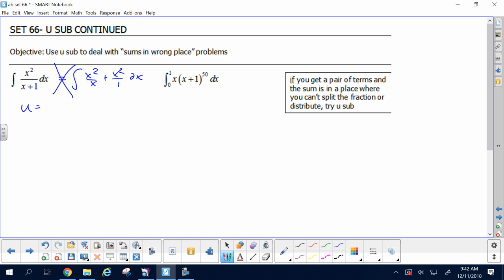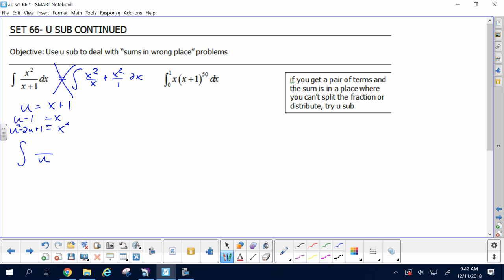Let u equal, what should we let u equal? What do you reckon? x plus 1. Now, that'll be great because then, instead of a sum in the denominator, we'll have a single term, and that's good. And we then need to figure out all the other dominoes that fall because of that. x squared, well, let's start by saying x is u minus 1, okay? So what's x squared? And actually do square it out, please. u squared minus 2u plus 1.